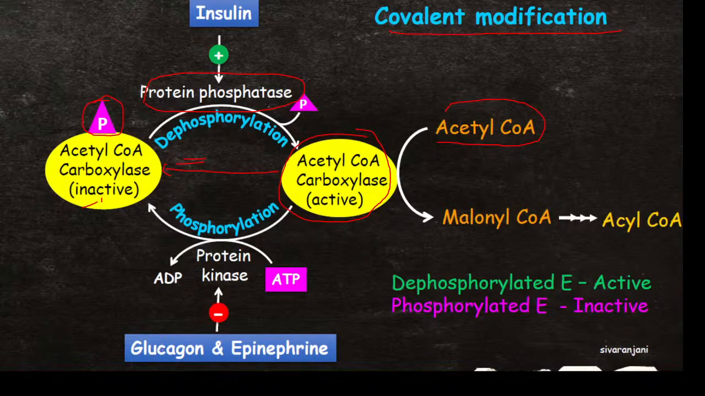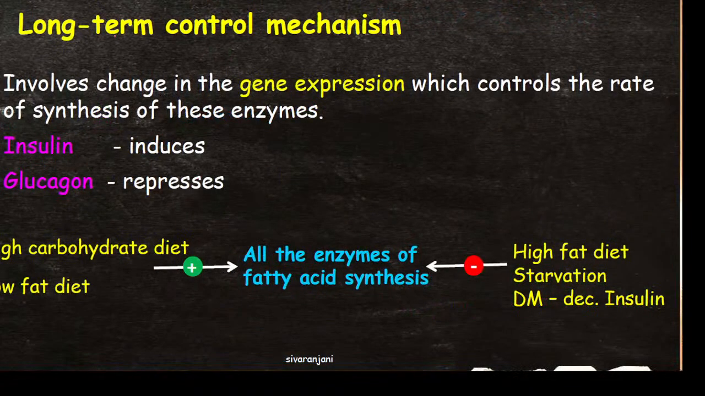Whereas increased levels of glucagon and epinephrine will deactivate the enzyme by phosphorylation of acetyl-CoA carboxylase. This will inhibit the de novo fatty acid synthesis process. So this is covalent modification, where the enzyme can be activated and inactivated.